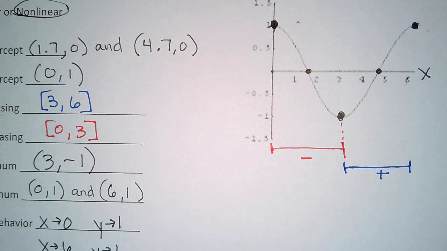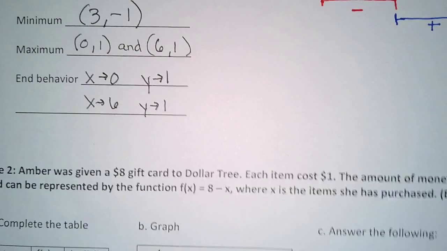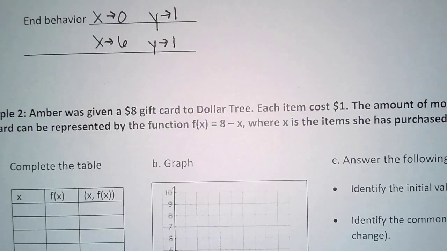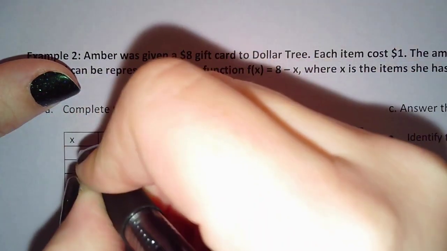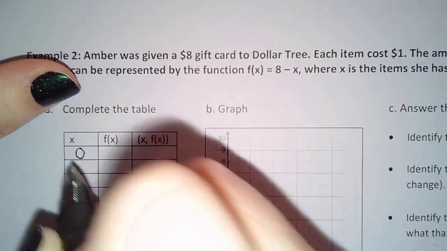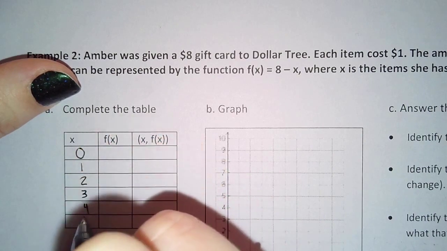Okay, the next example, it says Amber was given an $8 gift card to Dollar Tree. Each item costs $1. The amount of money left on the card can be represented by the function f of x equals 8 minus x, where x is the items she purchased, excluding taxes. So pretend we're tax-free weekend. Okay, so we want to create a table here. So in our x's, we usually always want to start at 0. And we'll go down 1, 2, 3, 4, 5.